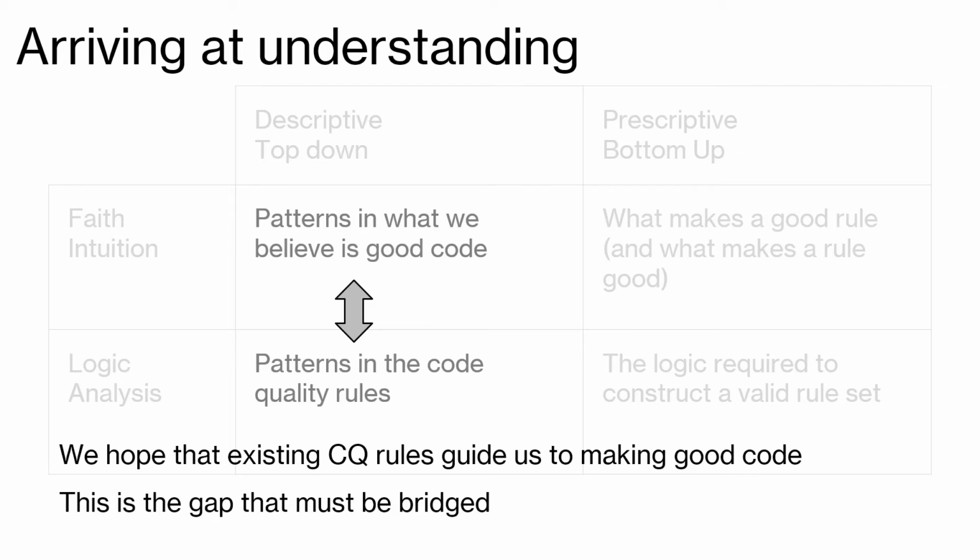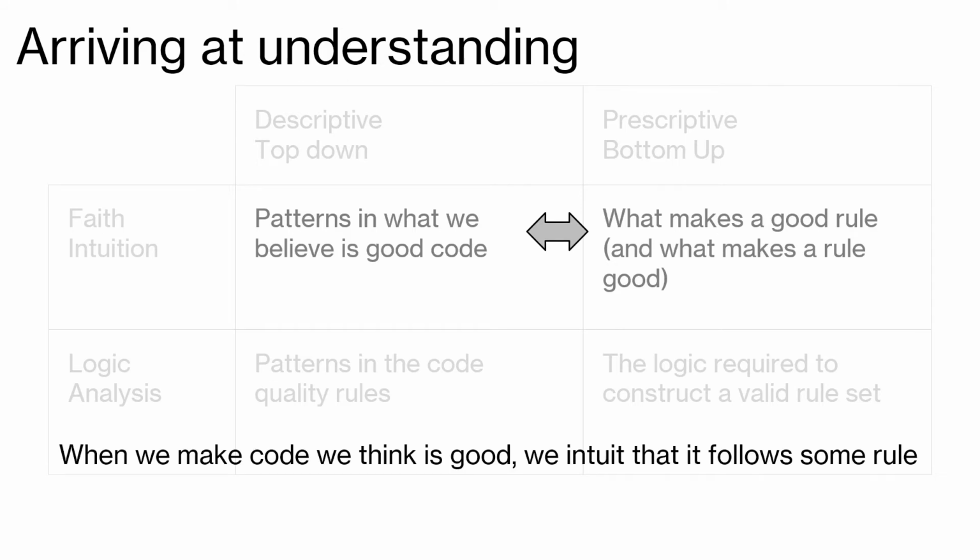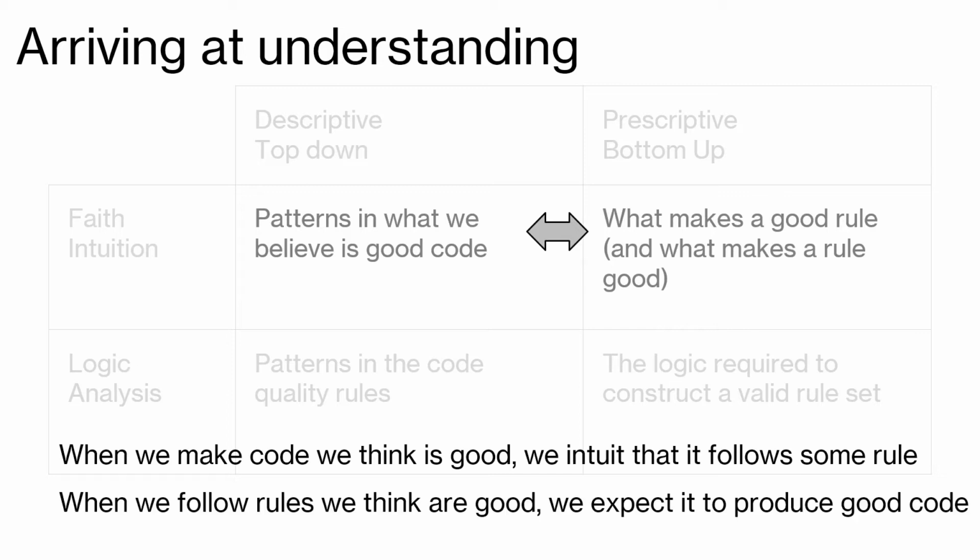So, we have this gap here. Let's try going the other way. Let's compare these two instead: the patterns in good code, or good in code and good in rules. When we make code we think is good, we expect it to follow some rule. We don't know what that rule is, but we expect there to be some rule for this. There is a pattern for goodness. And if we follow the rules that we think are good, we expect it to produce code that we think is good.